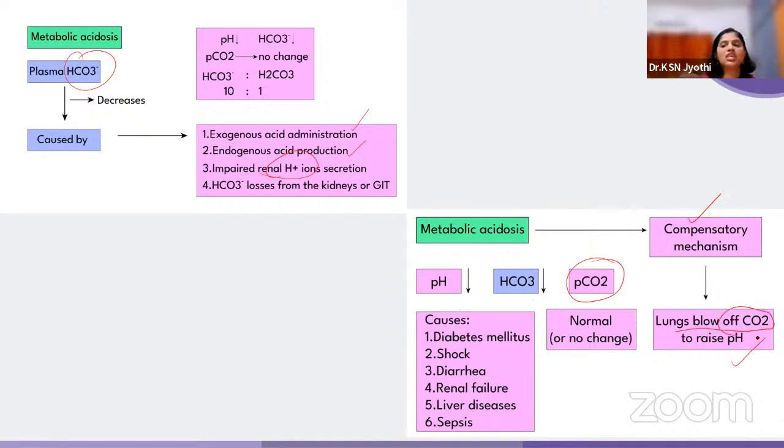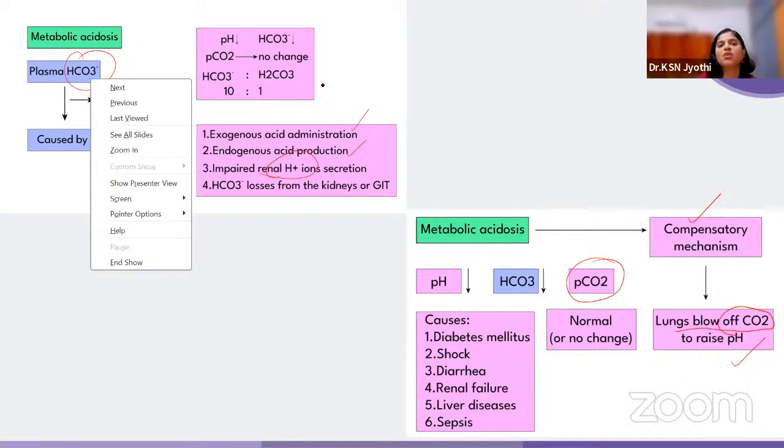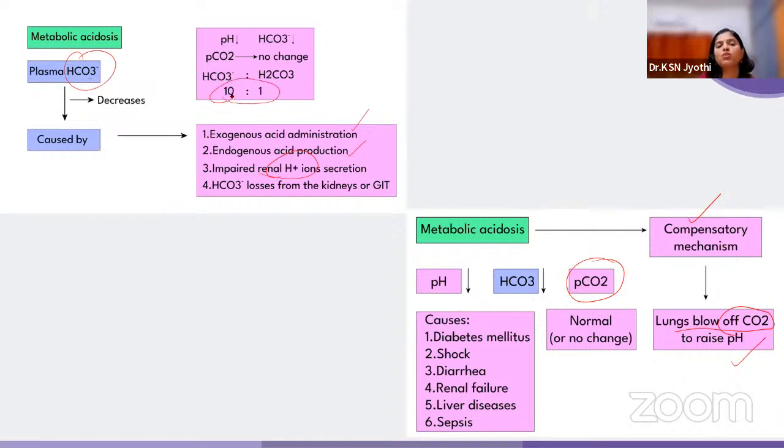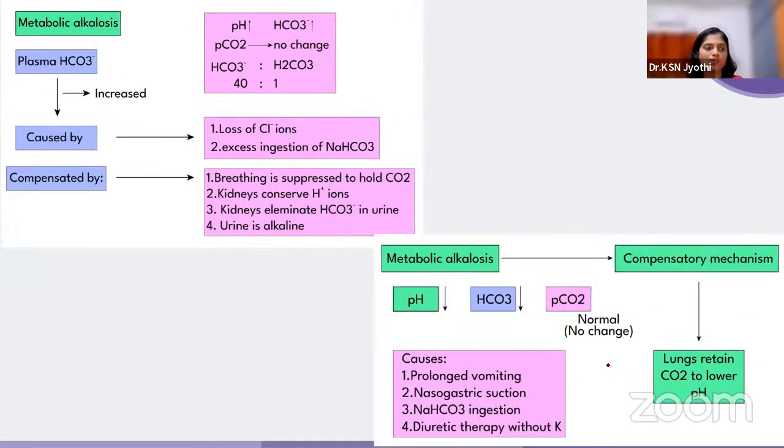Why? In conditions where there is accumulation of carbon dioxide, the plasma bicarbonate is decreasing, resulting in all these changes. So your bicarbonate to carbonic acid ratio is changing from about 20:1. This change is controlled with the compensatory mechanism because lungs will blow off the carbon dioxide to raise the pH. And then automatically the compensation takes place and the pH will come back to normal. So in conditions like diabetes, diarrhea, renal failure, liver diseases, sepsis, you will see that there is a cause like this happening, but your body will try to do the compensatory mechanism.